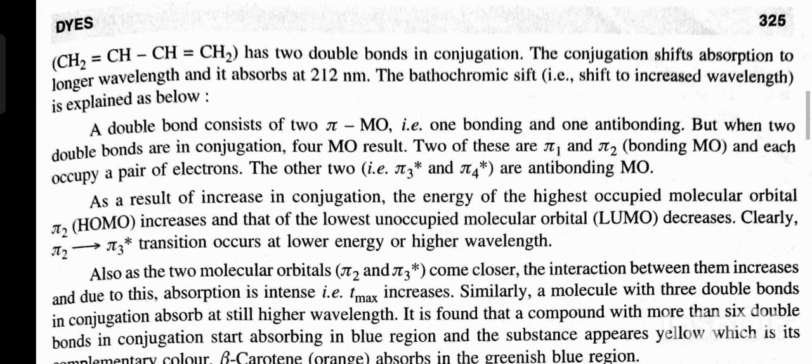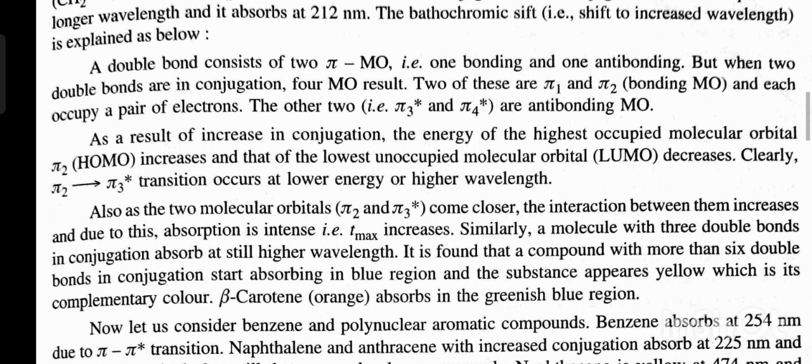A double bond consists of two pi molecular orbitals, one bonding and one anti-bonding. But when two double bonds are in conjugation, the MO result is four molecular orbitals. Two of these are pi 1 and pi 2, and each is occupied by a pair of electrons. The other two are anti-bonding molecular orbitals. As a result of increase in conjugation, the energy of the highest occupied molecular orbital, pi 2, increases and that of the lowest unoccupied molecular orbital decreases. Clearly, the pi 2 to pi 3 star transition occurs at lower energy or higher wavelength.